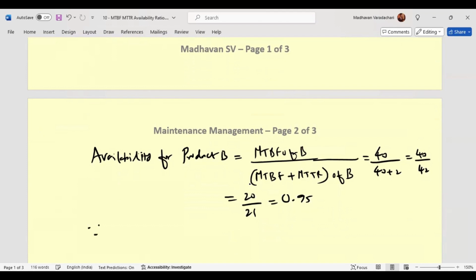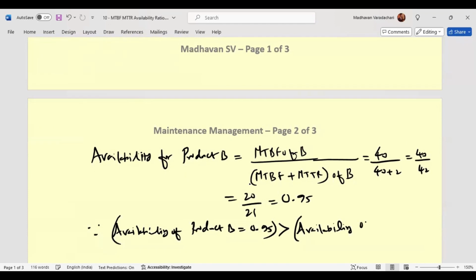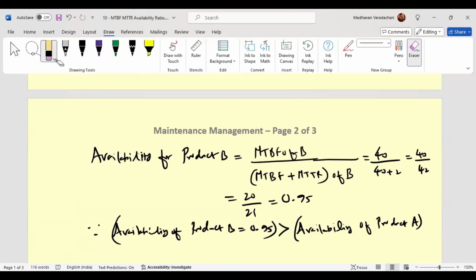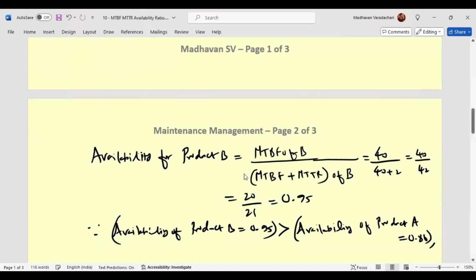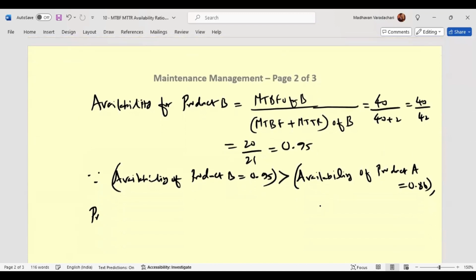So since availability of product B, which is 0.95, is greater than availability of product A, which we calculated as 0.86, we can conclude product B has greater availability. So that is the solution for this question.